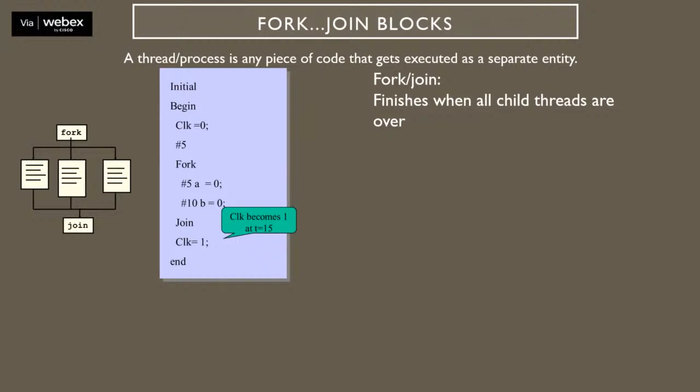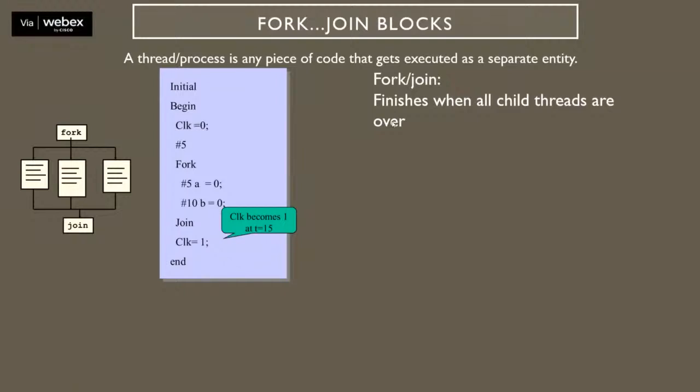But when we go to use fork and join, what happens is that the processes or the statements which are written inside them are all executed parallelly. So that is the major difference between fork join and begin end. Begin end is usually sequential, and fork join is for parallel execution.